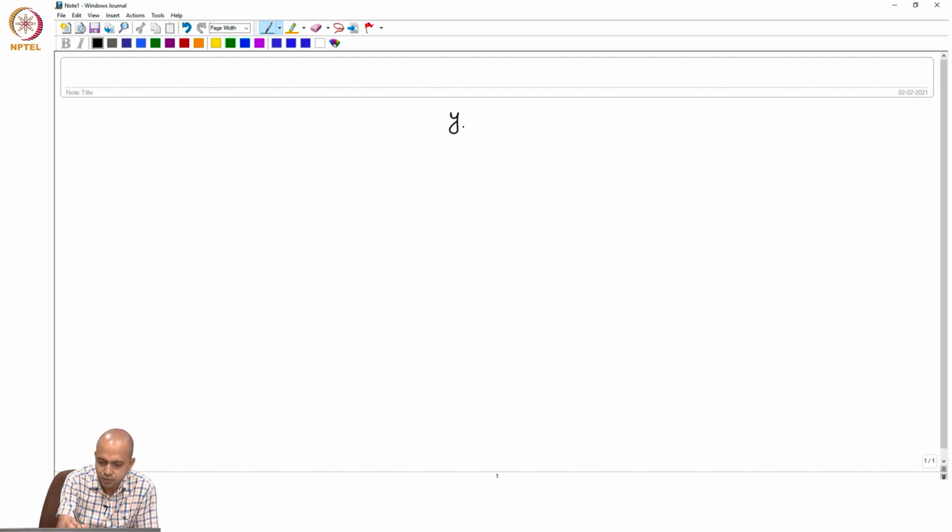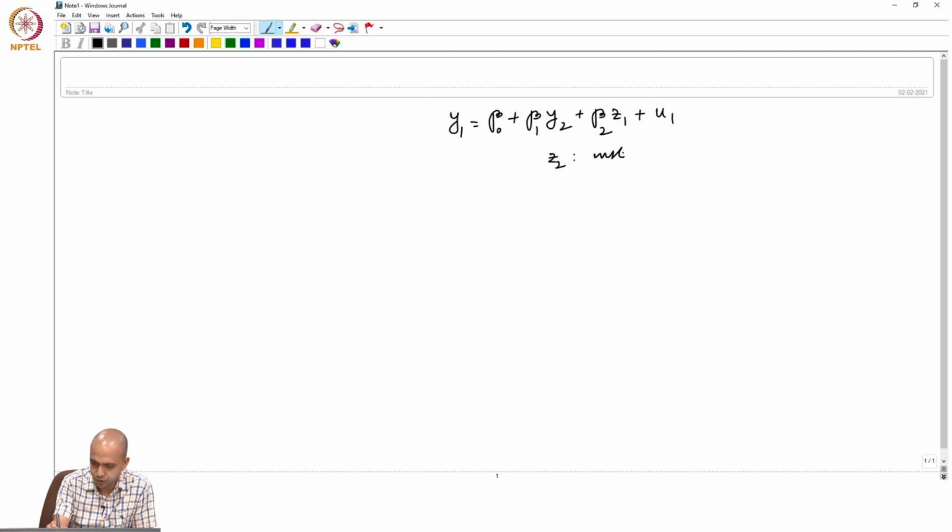Basically, let us say y1 equals beta 0 plus beta 1 y2 plus beta 2 z1 plus u1. Y2 is the endogenous variable and this is z2, which is the instrument that we are using.